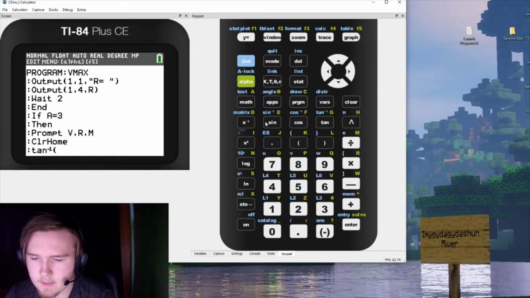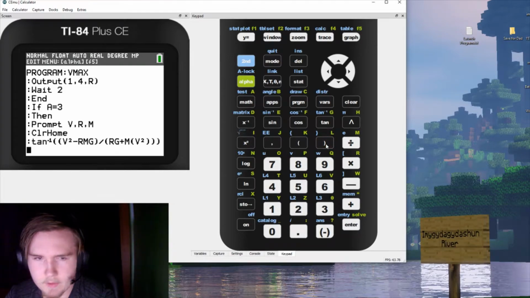antitangent, or tangent to the negative first of 2 parentheses V squared minus, I'm going to do second alpha here, RMG, divided by RG plus M times V squared, so parenthesis V squared, just to make sure our square doesn't do anything weird, and then 3 closing parentheses. Store that to theta.